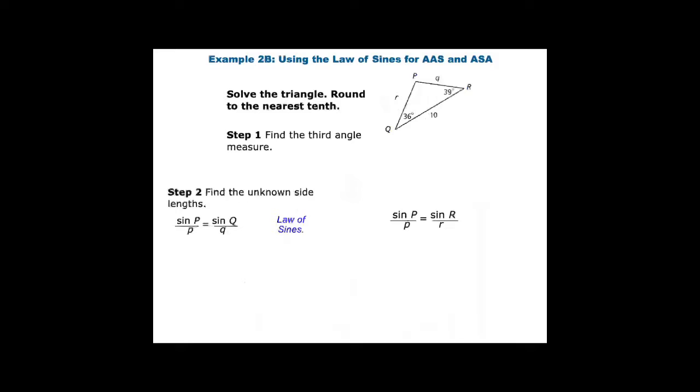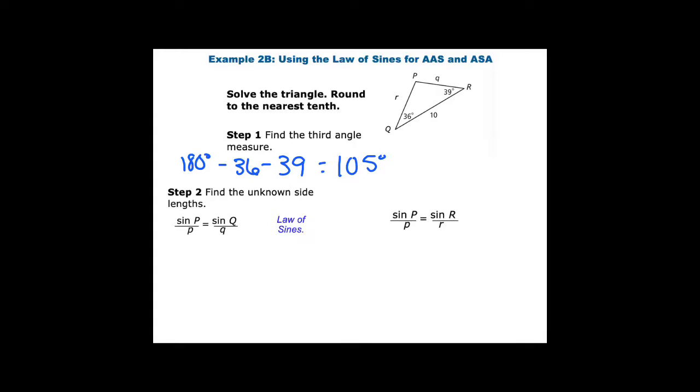Okay, let's do this one together. Number 1, solve for the third angle measure. We would do 180 degrees minus 36 minus 39. And that gives us 105 degrees.